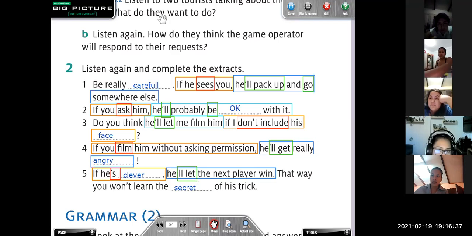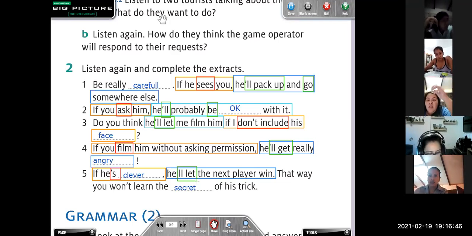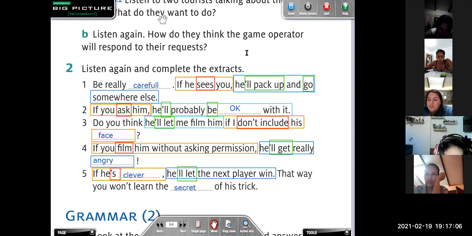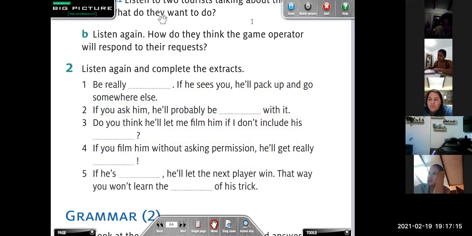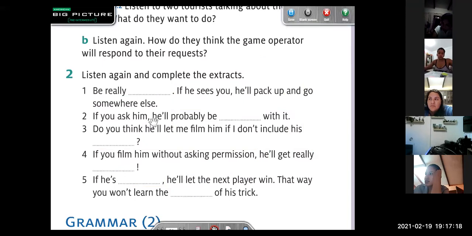Okay, very good. Yes. Remember that in the zero conditional sentence that we learned last class, we have the present simple in the situation and the present simple in the result, right? But in this conditional sentence that we are going to learn today, we have the present simple, and in the result we have the future simple, okay, with will. So we have will plus a verb in the result, okay? So let's check this conditional sentence.